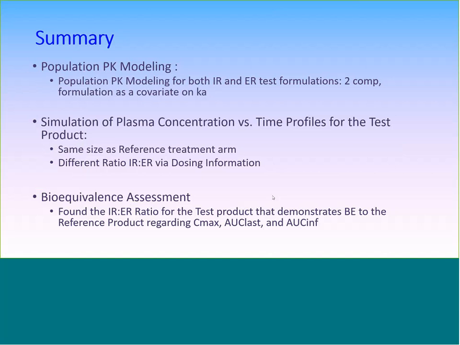So to summarize this example, we utilize the population PK modeling to establish the best PK model with very high confidence, such that the simulated plasma concentration for the test product should be very reliable. And then we help the formulation team to identify the ratio.